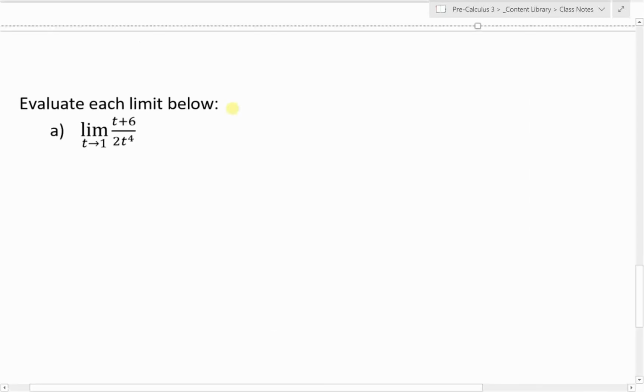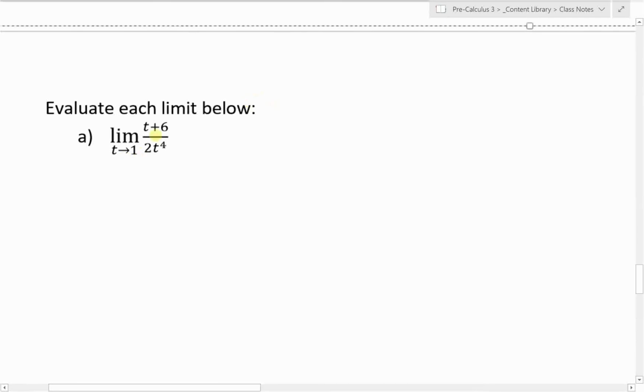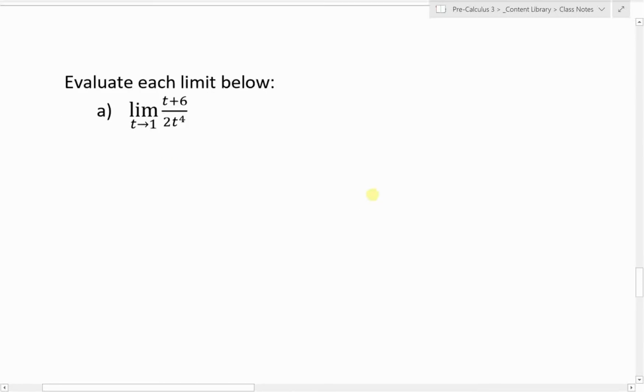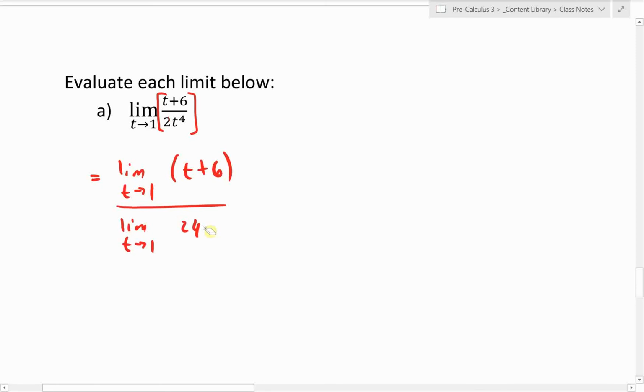So here, if we look at this function, we want to find the limit as t approaches 1 of (t + 6) over 2t to the 4th power. If we look inside of that, we can see that our function is actually a quotient, a ratio of two separate functions. Our quotient law says that the limit of a quotient is equal to the quotient of the limits. So I could split this up and say this is the limit of t + 6 over the limit of 2t to the 4th power.